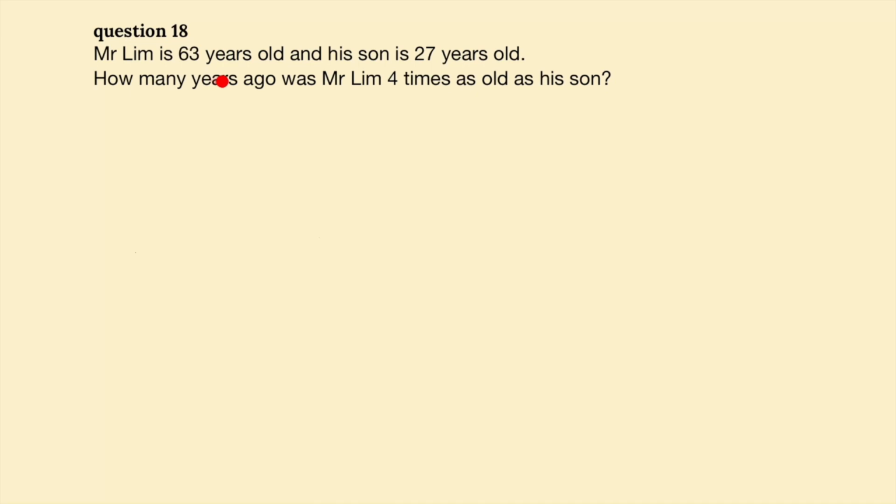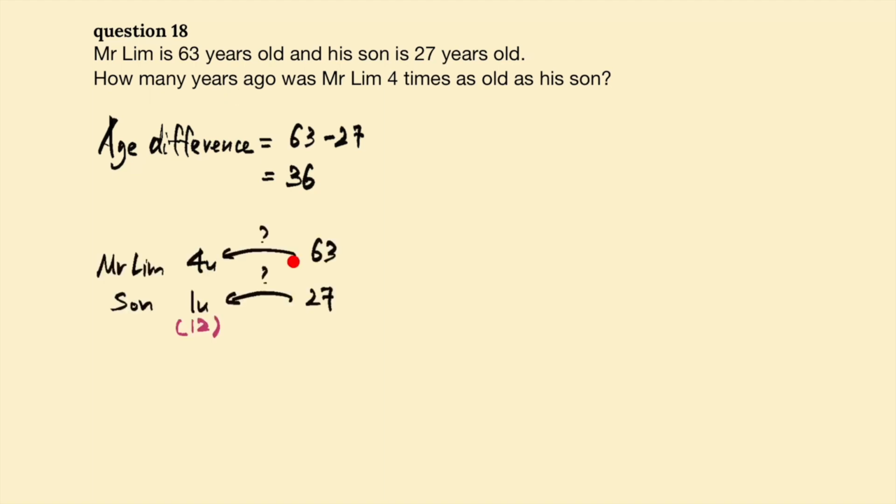Mr. Lim is 63 and his son is 27. Well, we can find the age difference straight away. The age difference is 36. How many years ago in the past, with 63 now and 27, was Mr. Lim 4 times as old as the son? All right.